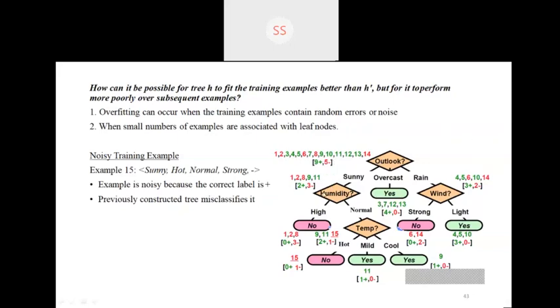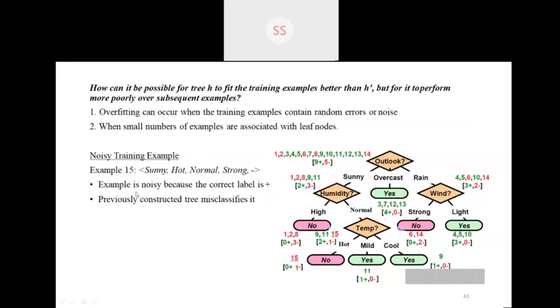So you will construct the decision tree like this. If the outlook is sunny and the humidity is high, you are not playing. If the outlook is sunny, humidity is normal and the temperature is hot, you are not going to play it. And similarly, you just read all the things.